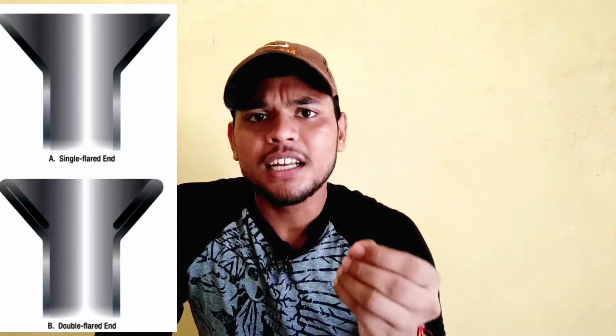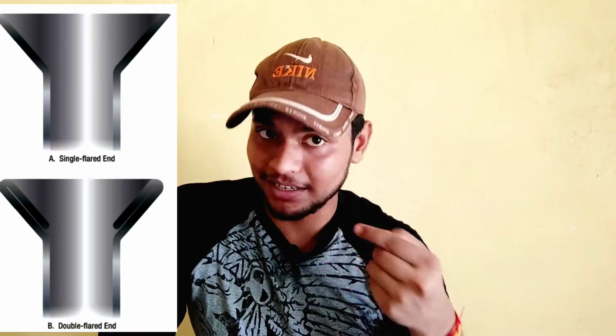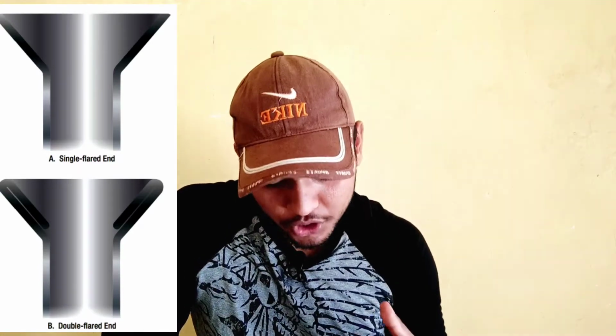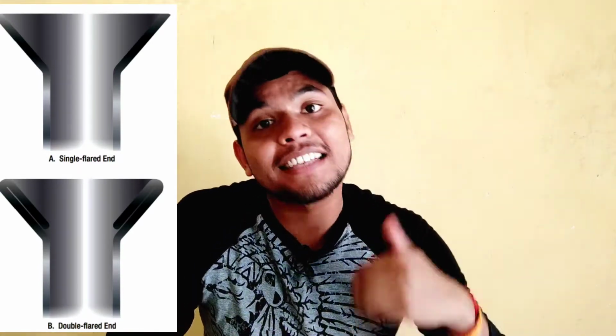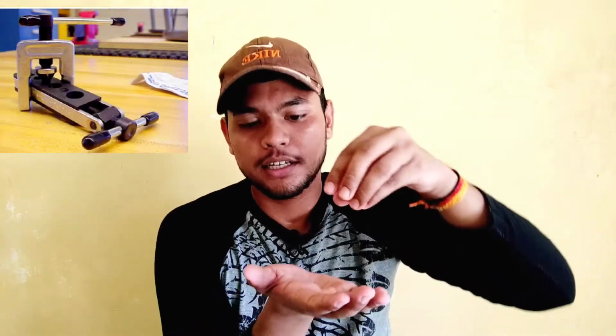Some properties of double flares: they are very smooth, they are stronger, and they can counter more pressure than a single flare. These flares are made by flaring tools, which have a male and female die. You put the pipe in and rotate it, and then your flare will be done. In hand flaring it will generally be 35 to 37 degrees, but if it is automatic it will be a 45 degree angle for flaring the tube.